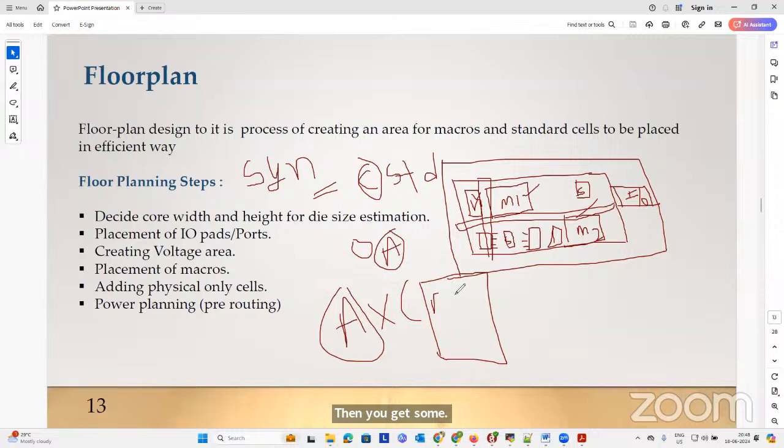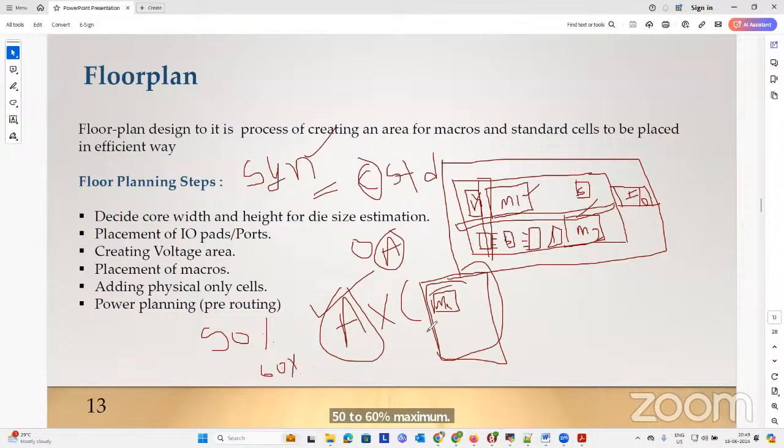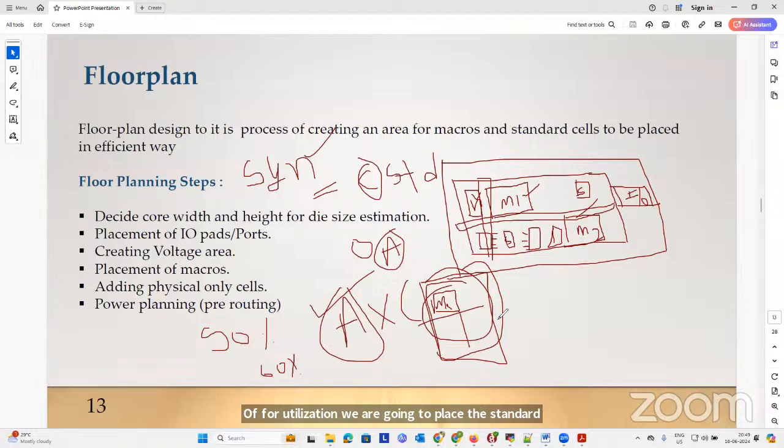If we have macros, the macro area is given in the data sheet. The standard cell area we have calculated from the synthesis. So leaving 60 to 70, 50 to 60% maximum of core utilization, we are going to place the standard cells and macros in the core area. Clear, Hemant? So far?